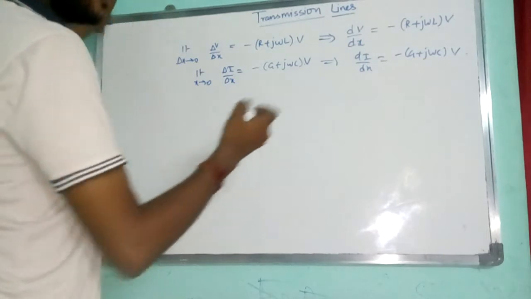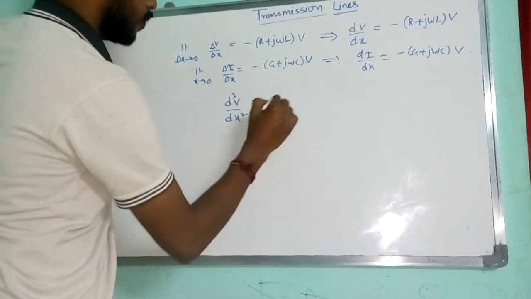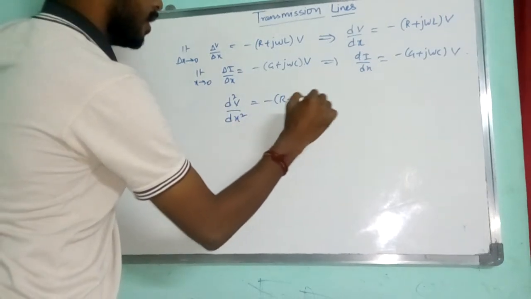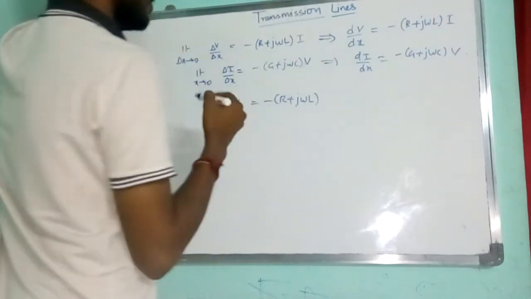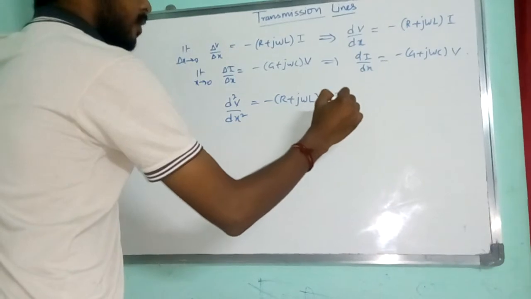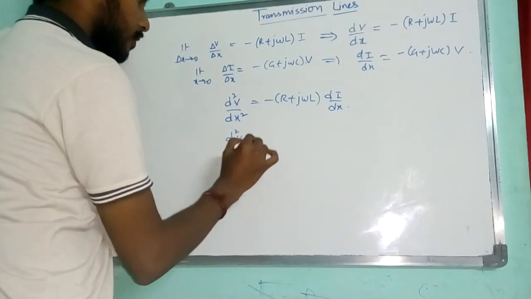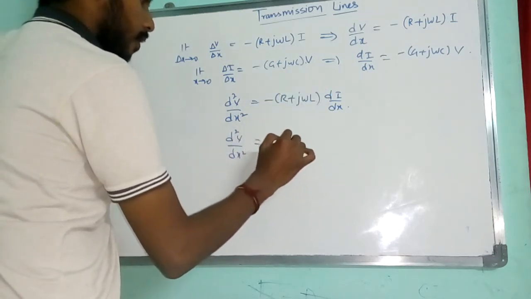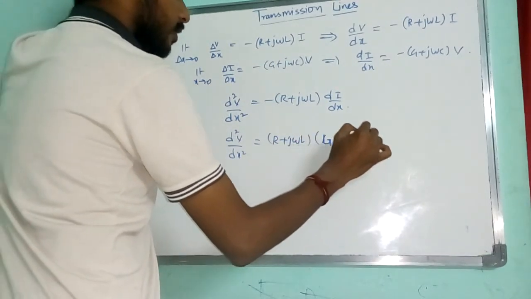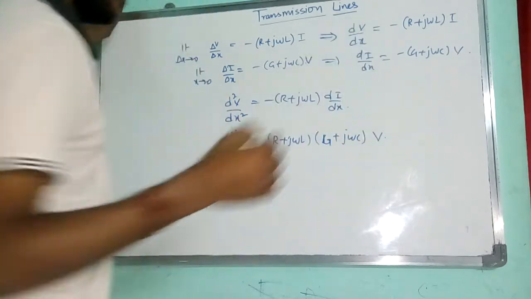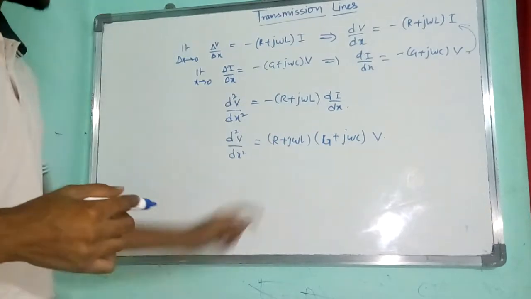Okay. Now here I am applying the differentiation for the first equation. d square V by dx square is equal to minus (R plus j omega L) into dI by dx. Okay, so put the second equation in the first. We have (R plus j omega L) into (G plus j omega C) into V. Is that correct? And just replacing this equation in this, so I got this equation.